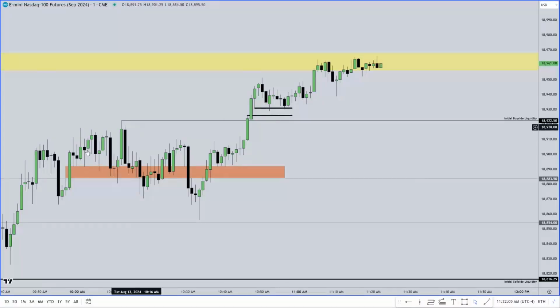Well, we've consolidated like this here. And my attention was around this level here. Not enough to take a trade, but I wanted to see, does it repel this and start to break down?